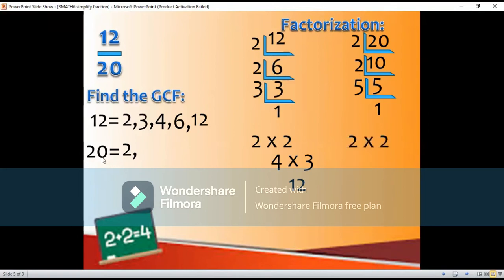So let us now go to the process. 2 times 2 equals 4, no? 4. So let us now write 4 here. 4. And then also the 5. The 5, this one. 5.